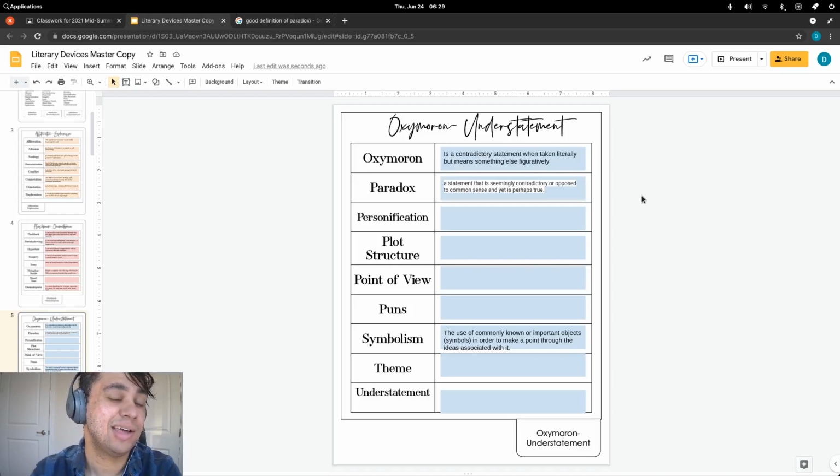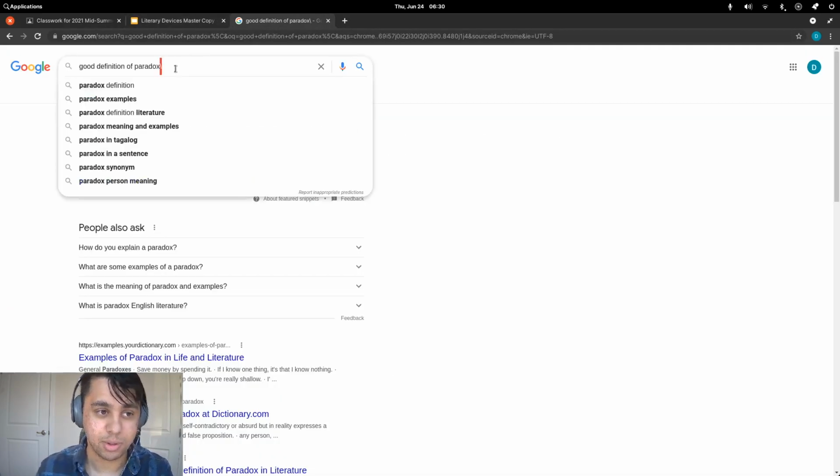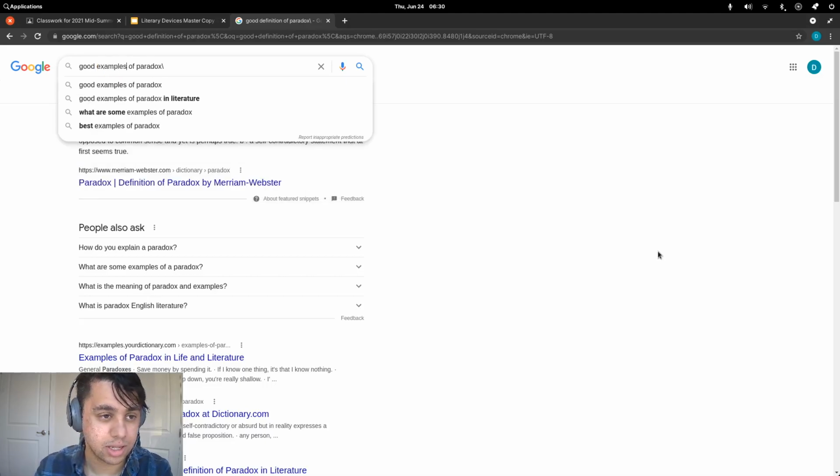Do you guys see how that creates a paradox? Because the second you believe in it, it doesn't exist. But if you don't believe in it, then it exists. So what you end up with is this cycle of nonsense, essentially. And a paradox, again, is a statement that seems contradictory or opposed to common sense and yet is true. Now that's a thought experiment, but I bet we can find a better example. So let's go look at examples of paradox.